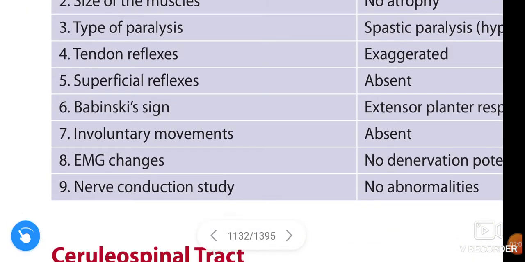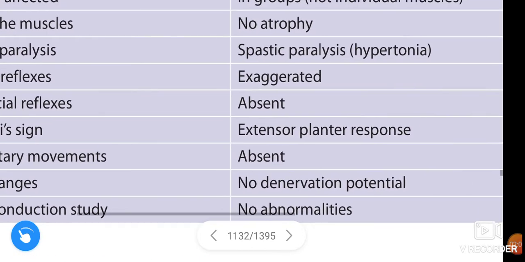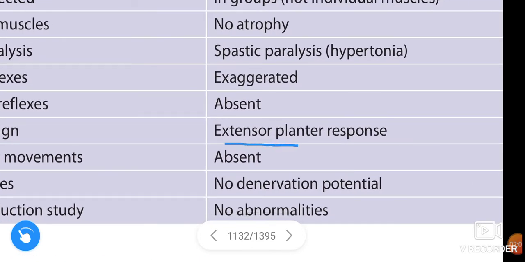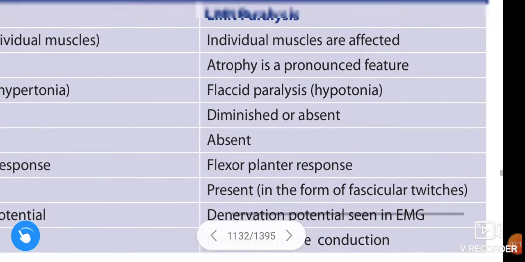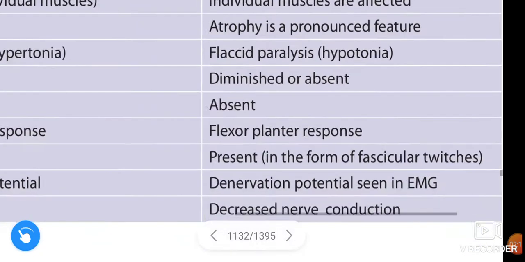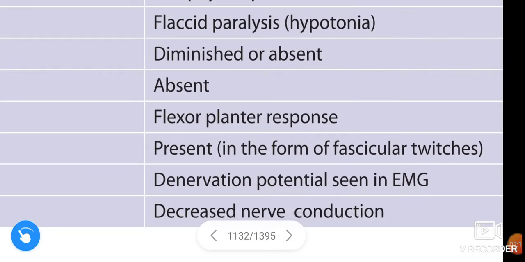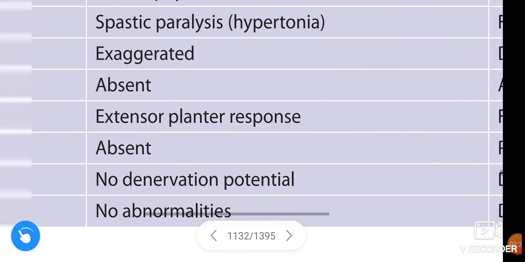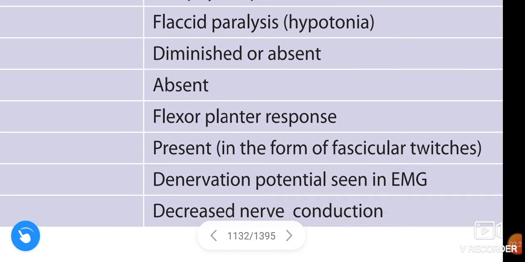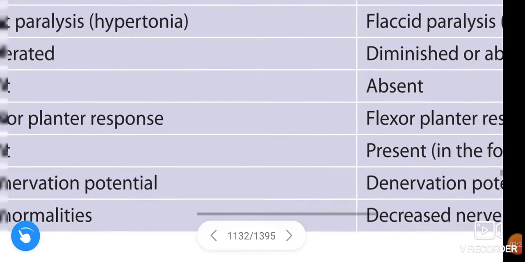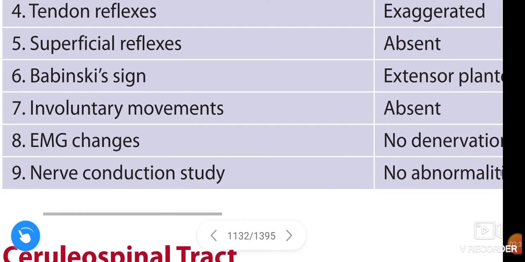Next, Babinski sign. In upper motor neuron paralysis, the Babinski sign is an extensor plantar response. When it comes to lower motor neuron paralysis, the Babinski sign is a flexor plantar response. In upper motor neuron, extensor plantar response; in lower motor neuron, flexor plantar response. That is about the Babinski sign.